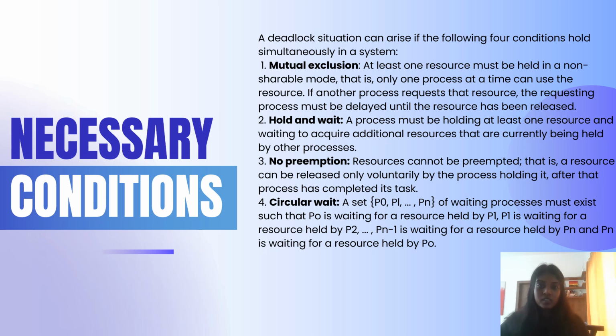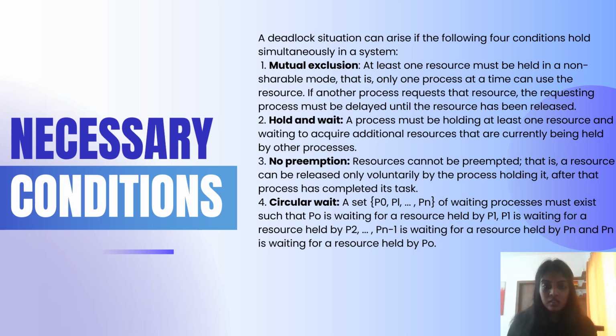The second one is hold and wait. The process must be holding at least one resource and waiting to acquire additional resources that are currently being held by other processes. The third one is no preemption. Resources cannot be preempted, that is, a resource can be released only voluntarily by a process holding it after that process has completed its task.